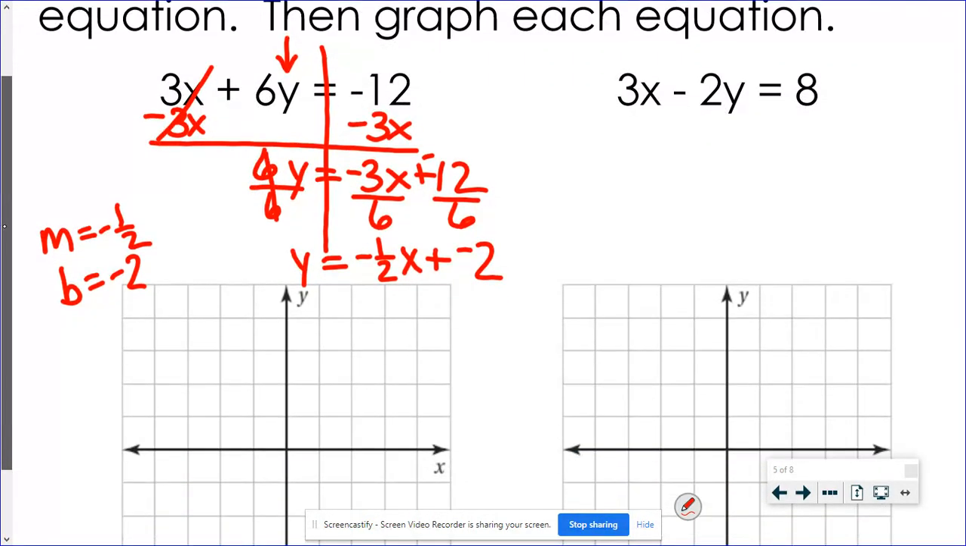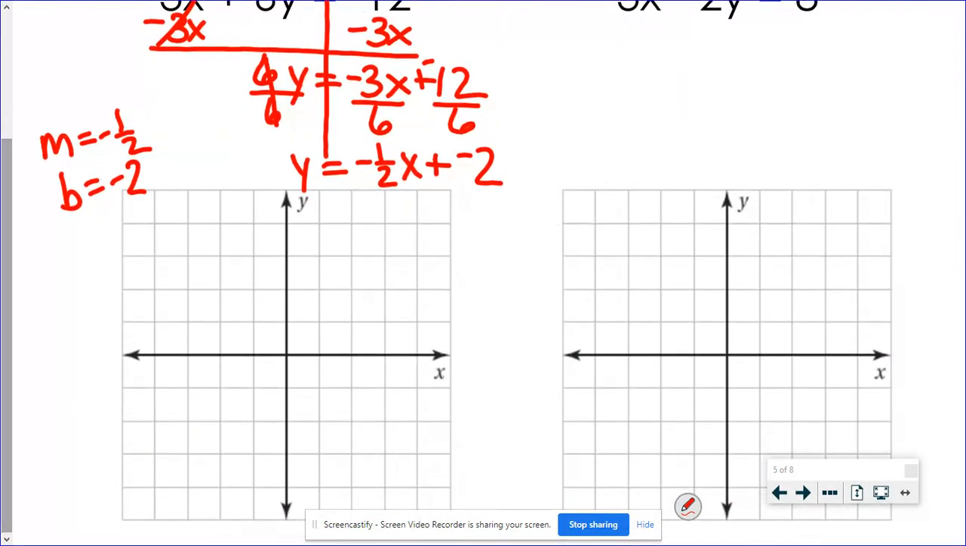Now that I've got that, I can actually look at this graph. So my y-intercept is negative 2, got it? My slope is a negative 1/2, which means I'm going to go down 2, or I'm sorry, down 1 and over 2. Or I can go up and left. Remember, left is negative, so that still gives me a negative slope.